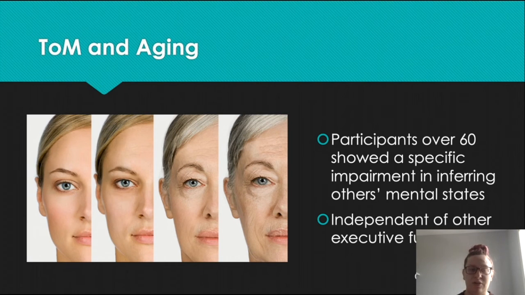Other studies have also shown a relationship between theory of mind and aging. In one study, participants over 60 showed a specific impairment in inferring others' mental states, independent of other executive functions.